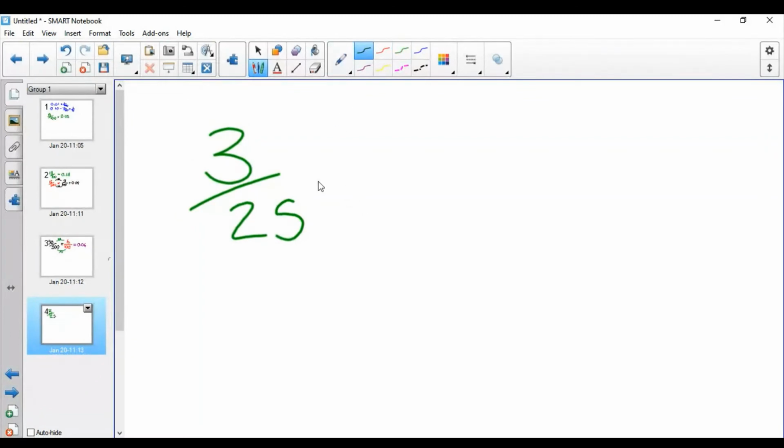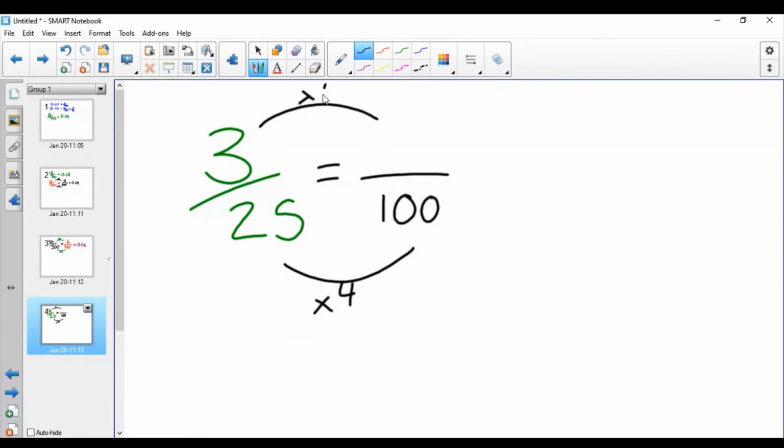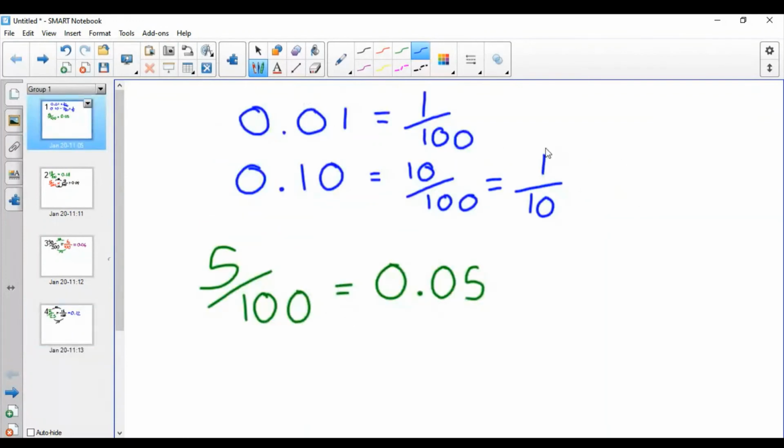Well, a quick way to do it would be to try and find an equivalent to 100. How do you turn 25 into 100? You times it by 4. So I'll take my numerator and also multiply by 4. 3 times 4 is 12. So I've now got 12/100ths. And as a decimal, that will be 0.12.